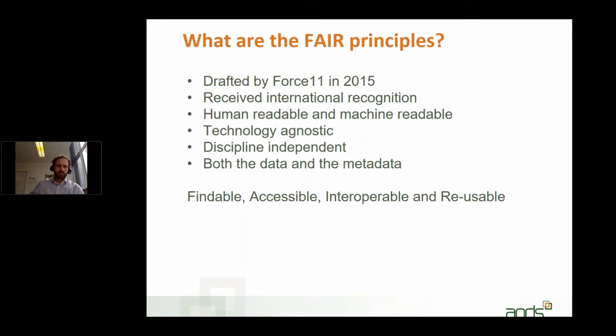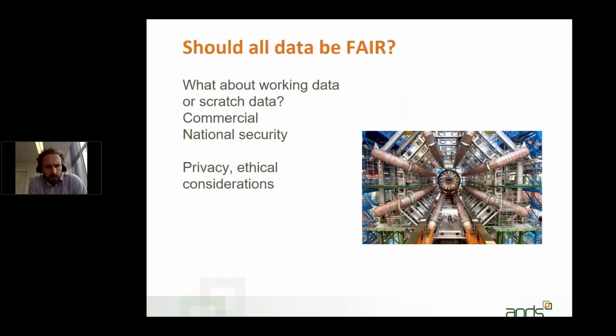We'll talk about each of those principles in more detail in the coming weeks. Before we move into the first one, findable, I have a few general pointers which probably are worth keeping in mind as we look at the FAIR data principles. One of the questions I get sometimes is, do you want all data to be FAIR? And I don't think that is the case. I don't think that is necessary, and I don't think it fits in with research practice.